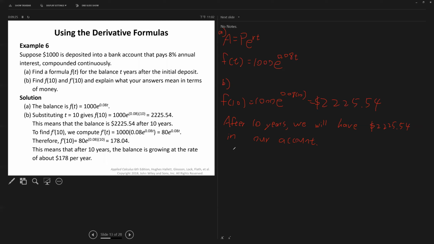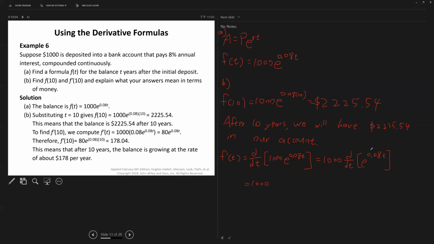All right, now the second part, find f prime of 10. First we need to find f prime, which is the derivative with respect to t of 1000 e to the 0.08t. Then we can bring out the 1000 and multiply that by the derivative of e to the power of 0.08t. If you remember the formula from earlier, the derivative of e to the kt is k times e to the power of kt.